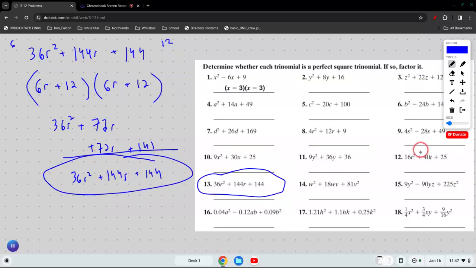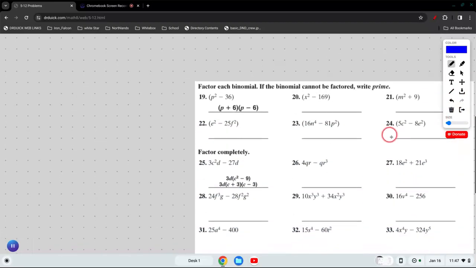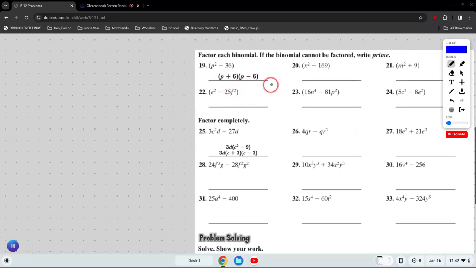Okay. Hardest ones down here are these fractional ones. And I'm just kind of leaving those out right now. We're not going to do these, but the other ones are kind of the same. I'm going to show you a couple of these. These say factor the binomial if it cannot be. This one factored out real easy.